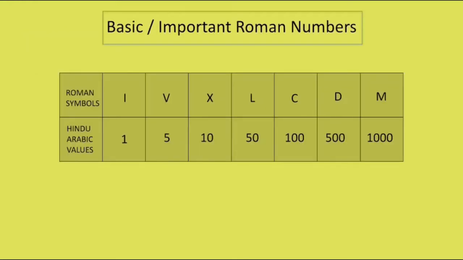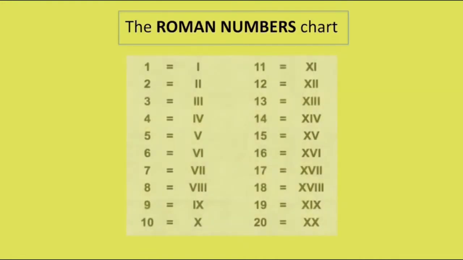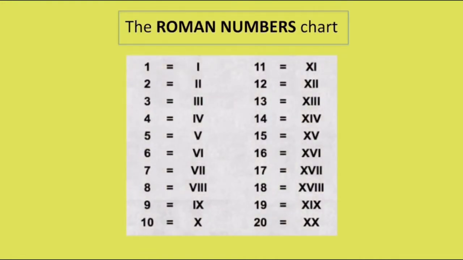In this chart you are seeing Roman numbers and their corresponding Hindu Arabic values. I is equal to 1, V is equal to 5, X is equal to 10, L is equal to 50, C is equal to 100, D is equal to 500 and M is equal to 1000. In this chart, you are having Roman numbers from 1 to 20.